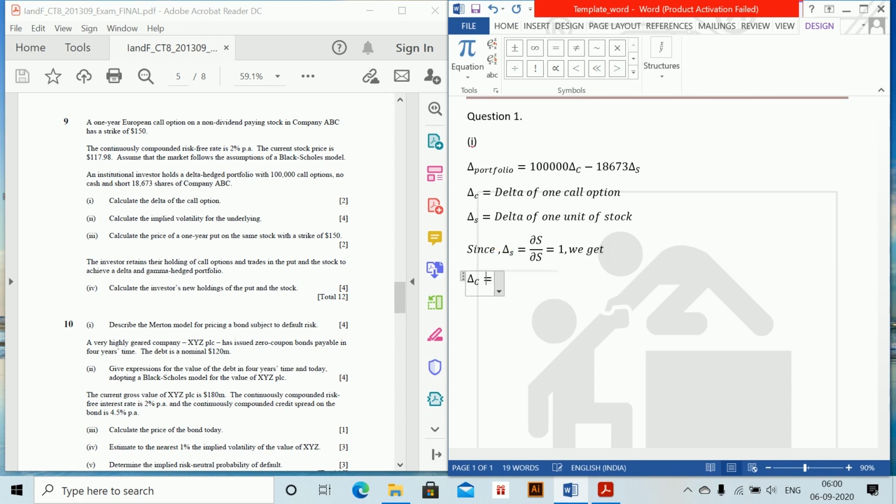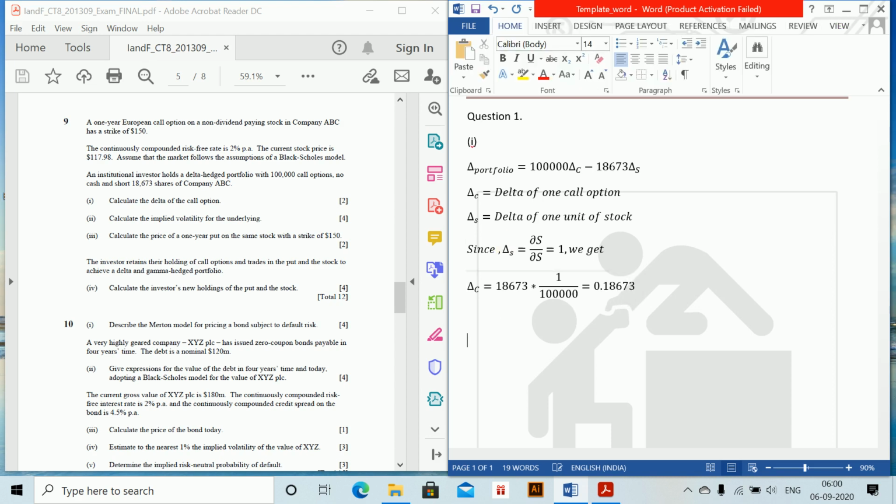delta C is equal to 18673 into 1 divided by 100,000, which is equal to 0.18673. So this is equal to the delta of the call option. Number 2 was the implied volatility of the underlying.